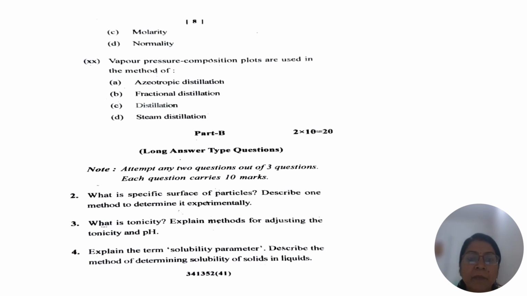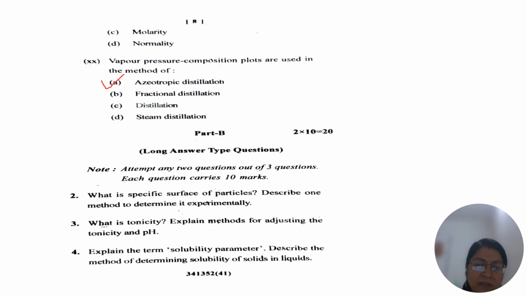Next: vapor pressure composition plots are used in the method of azeotropic distillation. Why? Because azeotropes are constant boiling point mixtures, and when you have plotted the graph, you must have seen that on the x-axis we take the composition and on the y-axis we take the vapor pressure. So vapor pressure composition plots are used in azeotropic distillation. The rest of the options are not correct. So these are all the answers of the MCQs.